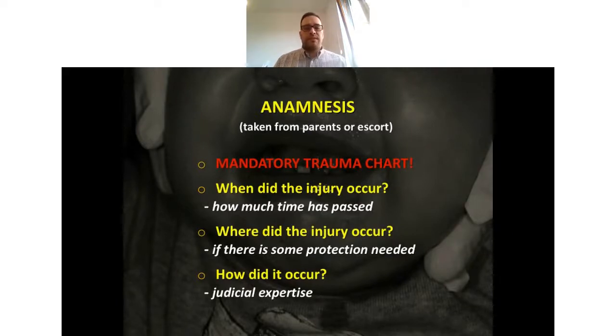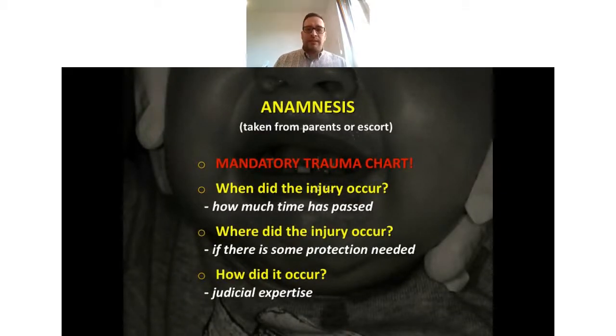The point is that it is really important to get the right information from the patient or parents or their escort, because it is mandatory that you have a trauma chart. If you don't have a trauma chart, then if there is judicial expertise, you cannot answer all the questions like you're supposed to, and it's kind of a problem. So it's really important to write down all the information that we get.